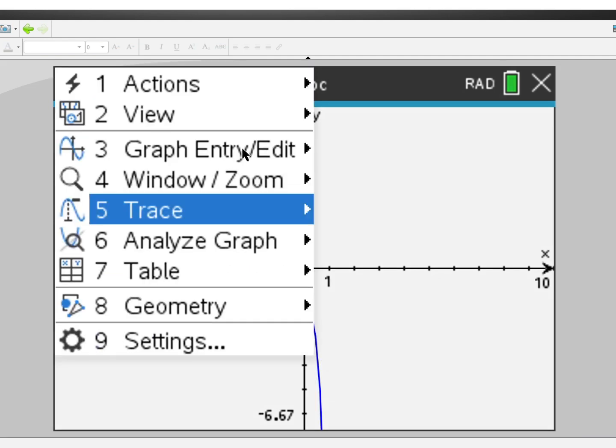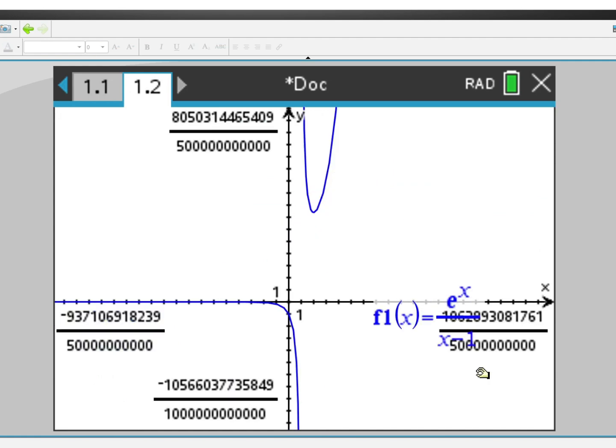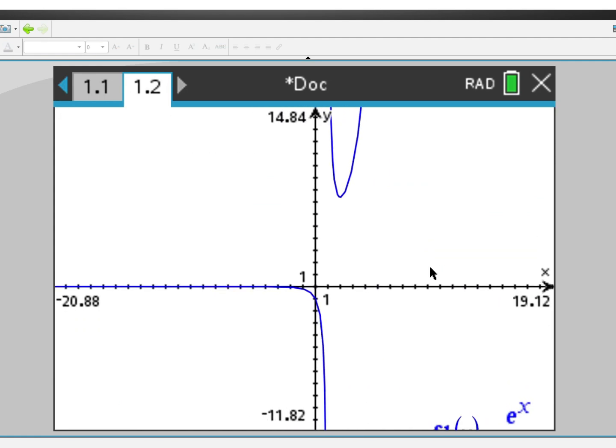And let me zoom out. There it is. This is what the graph looks like. Now, remember we want which one it does not have. But first let's check each one. Does it have a horizontal asymptote? Yes, it does. You can see there's a horizontal asymptote at y equals 0. So it's not that one.